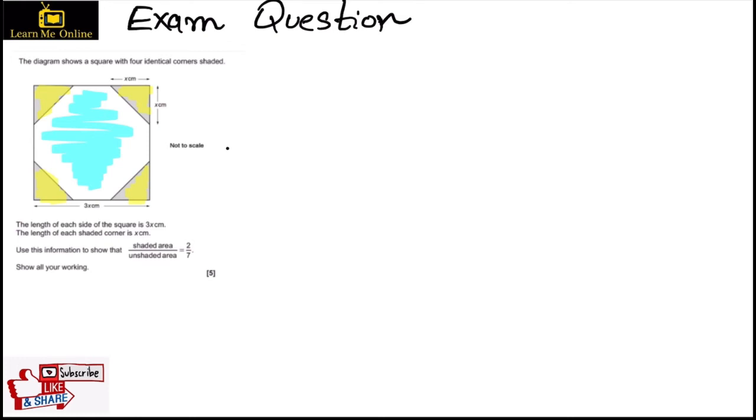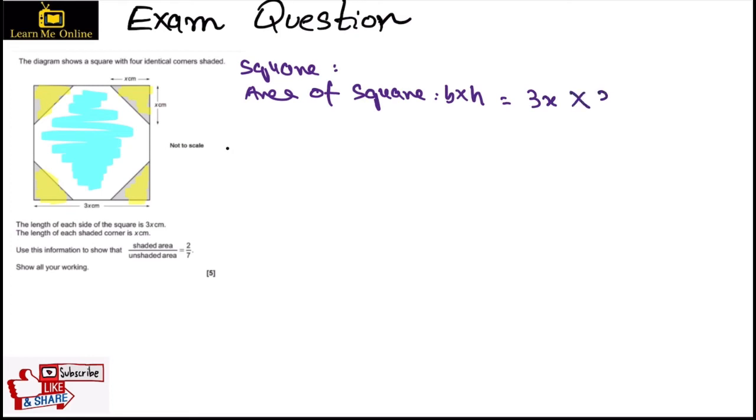The shape is a square, and we're going to find out the area of the square. So to find out the area of the square, we know the formula is base times height. How much is the base? This says that each of the lengths is 3x. So we're going to do 3x multiplied by 3x. We know that 3 times 3 is 9, and x times x makes x squared. This is the area of the square, the whole shape basically.